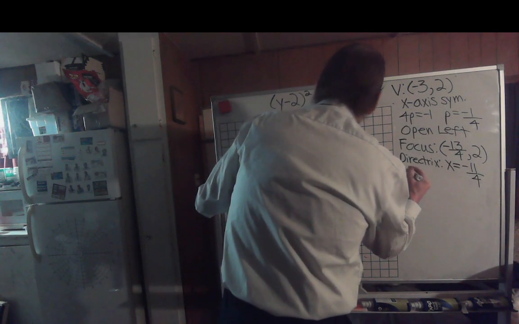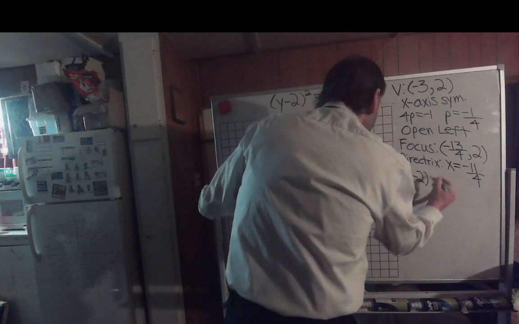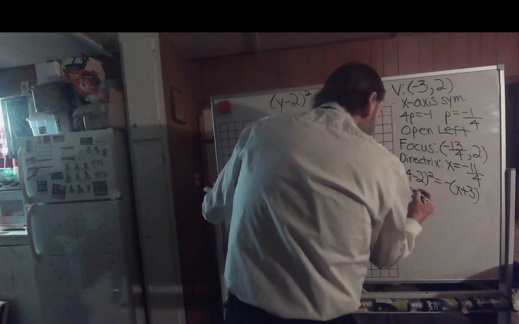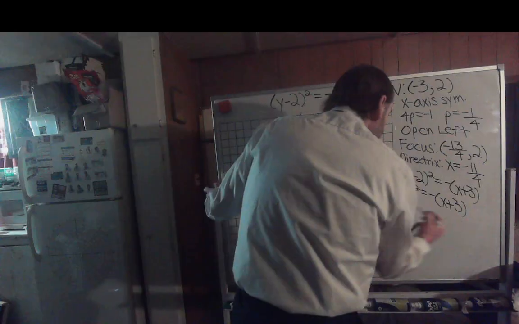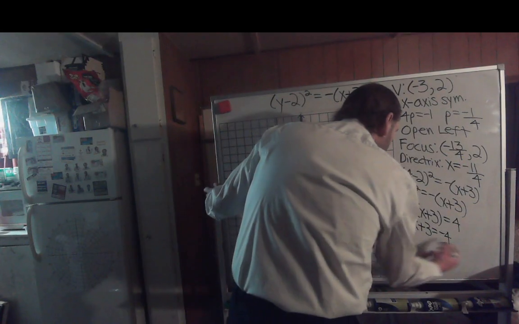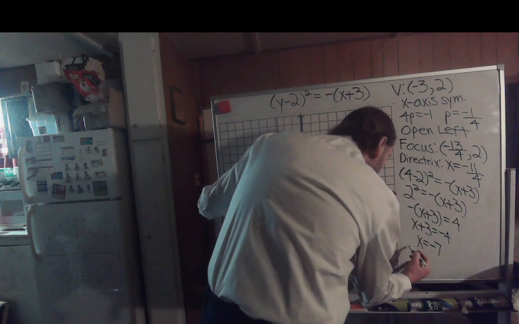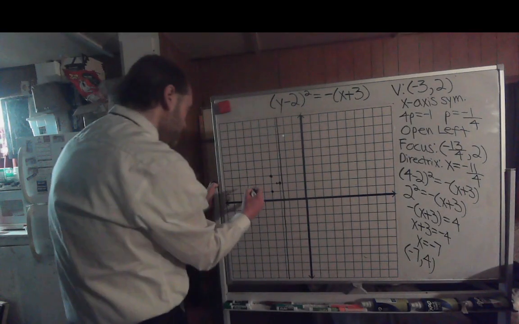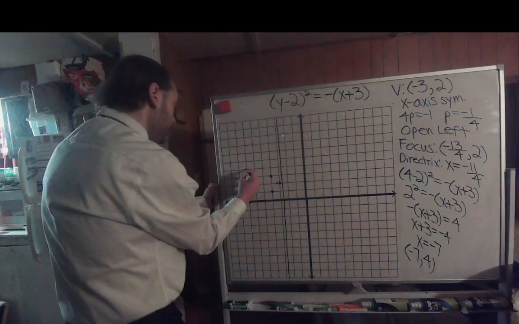Let's do that. So let's take 4 minus 2 squared equals the negative of x plus 3. Alright, so this would give us 2 squared equals the negative of x plus 3. So the negative of x plus 3 equals 4. So x plus 3 equals negative 4. So then x would equal negative 7. So I could also get the coordinate negative 7, 4. So that would put me right here at negative 7, 4.